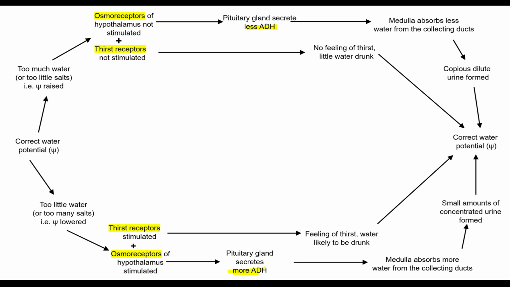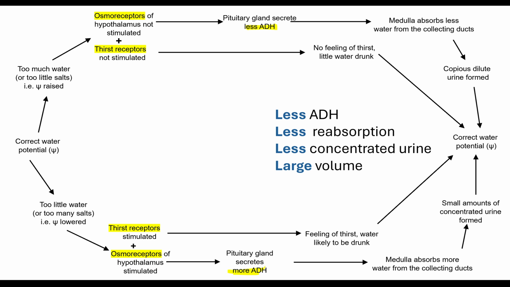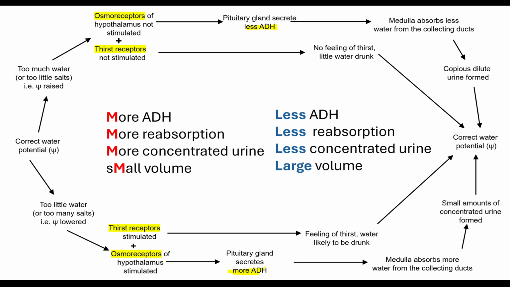So the key thing to remember is, if there is less ADH being secreted, there will be less reabsorption, therefore a less concentrated urine, very dilute, and a large volume. If there is more ADH being secreted from the posterior pituitary gland, therefore there'll be more reabsorption from the collecting ducts back into the medulla. More concentrated urine is going to be produced, and that will be a small volume.